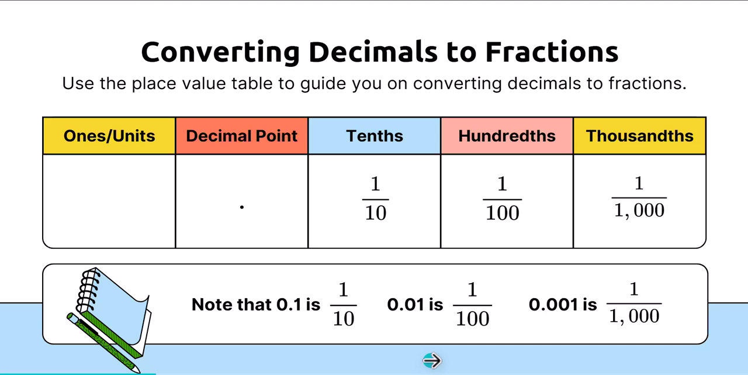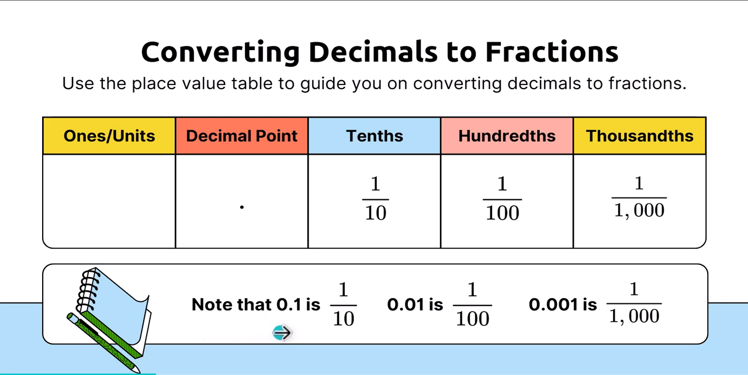For this, we will use the converting decimals to fractions chart. Use the place value table to guide you on converting decimals to fractions. As you can see, it's a decimal point. We have 1 upon 10, we say tenths. For 1 upon 100, we say hundredths. And for 1 upon 1000, we say thousandths.